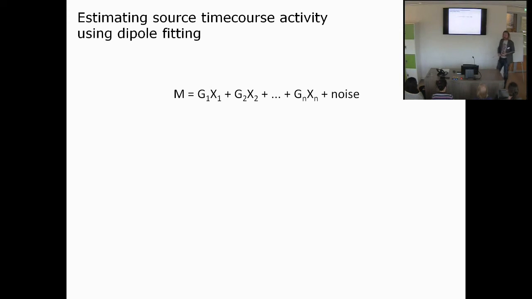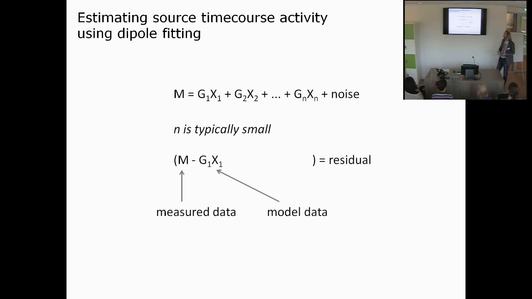So if we consider dipole fitting, we have our measurement, which is the linear superposition of the activity of many sources, and we assume that the number of sources, n, is typically small. So what we can do is take our measured data and make a model for the data, and we subtract the model from the measurement. That gives us the residual. And of course we're going to change this gain matrix, recompute it for multiple source locations, and see whether we can make the residual as small as possible.